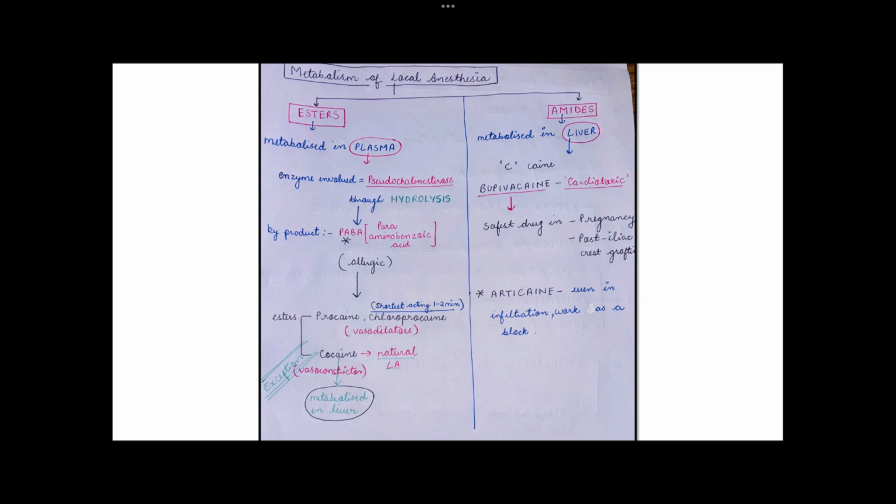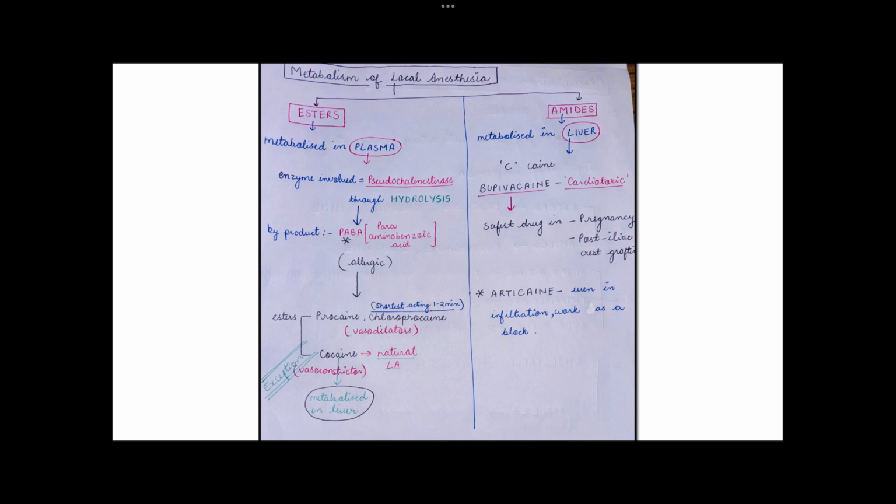So let's see. Ester is metabolized in plasma, and the enzyme that is involved in its metabolism is pseudocholine esterase, and the process is called hydrolysis. And in this process a byproduct is formed, which is para-aminobenzoic acid. Students, you have heard of many patients who are allergic to LA. This is because of this byproduct, which is PABA. Okay, so this is basically the product which is causing allergies to the patient.